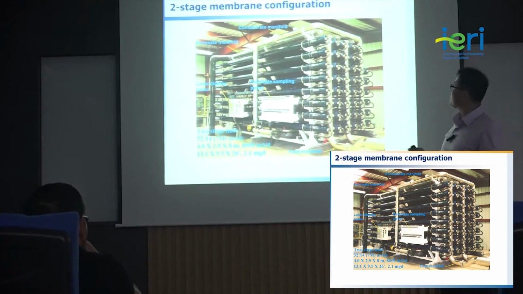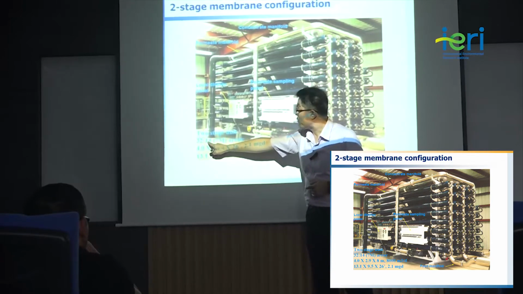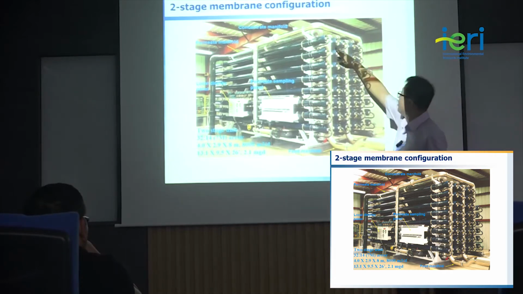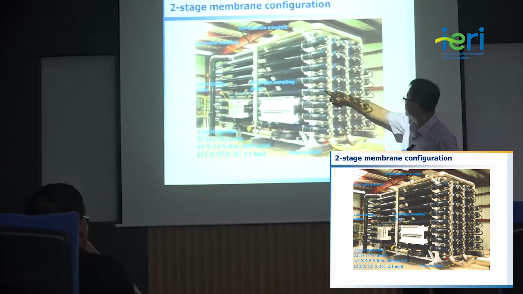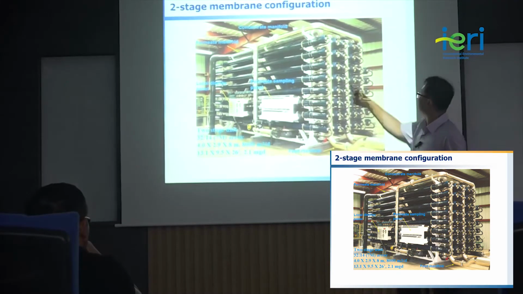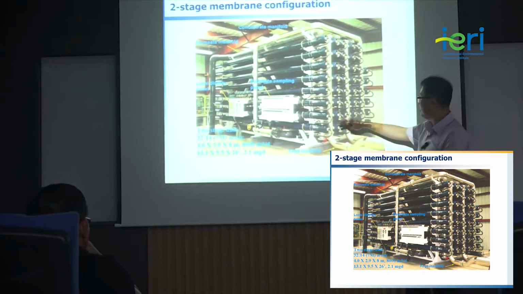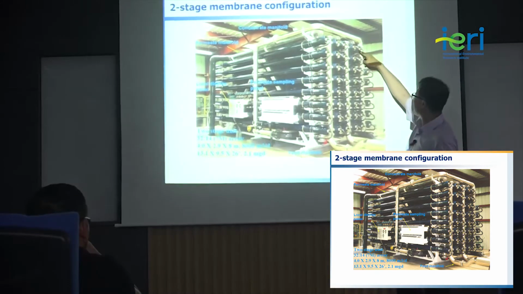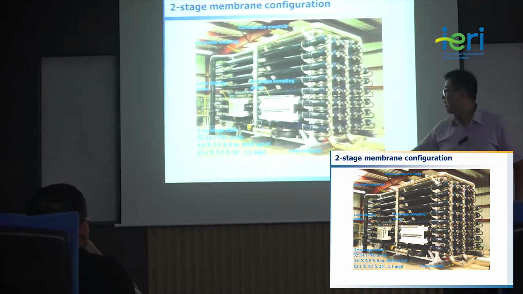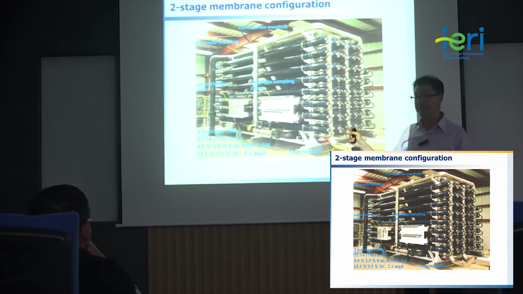So this is an example of a two-stage membrane configuration. 32 means the number of pressure vessels in the first stage, 8 times 4, that means 32. And these collect the concentrate. The concentrate is moved to here, and this is 14, 8 plus 6, so 14, okay? And 7M means in one pressure vessel, 7 membrane elements are placed, okay?